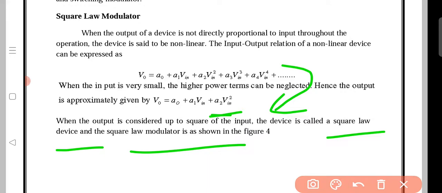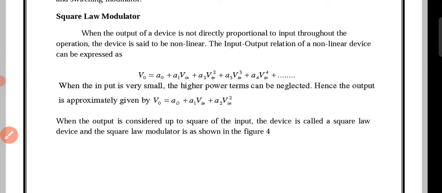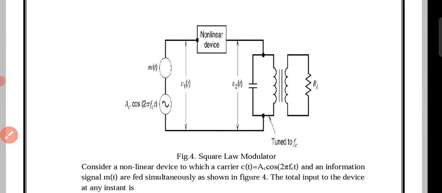Here, when the output is considered up to the square of the input, we take only up to the square order, not the cube and further powers. That's why this non-linear device is also called a square law device. The output of the square law device is the square law modulation. Now coming to the block diagram of the square law modulator.